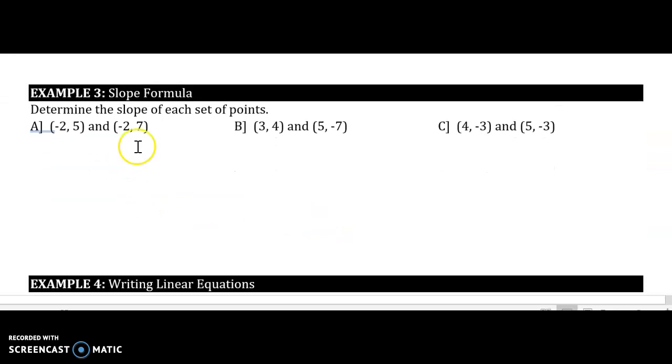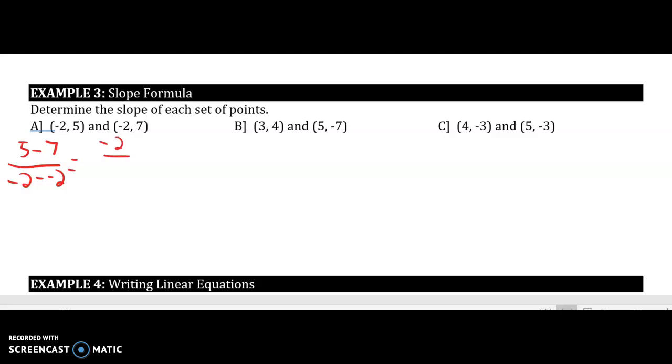Determine the slope of each of these pairs of points. We have to do y2 minus y1 over x2 minus x1. Y minus y over x minus x, as long as you go in the same order. I could do 7 minus 5 and negative 2 minus negative 2. That works. So what's this? Negative 2 on the top, and 0. What does that mean?